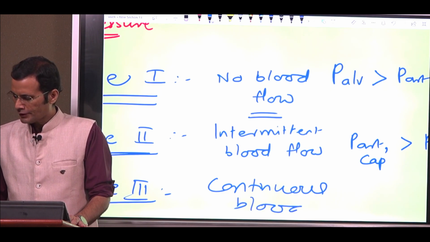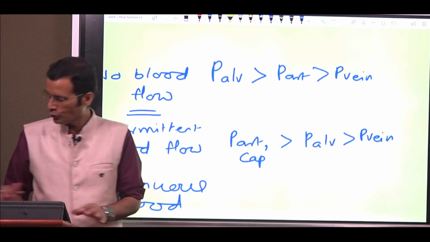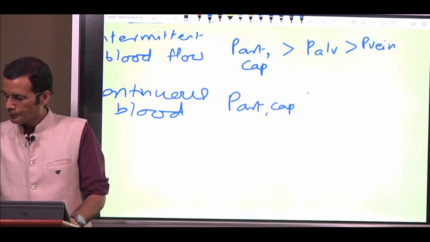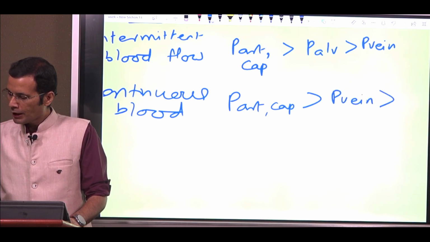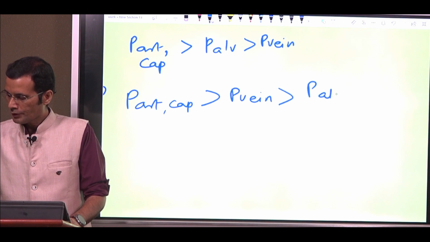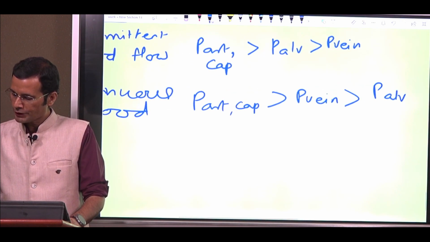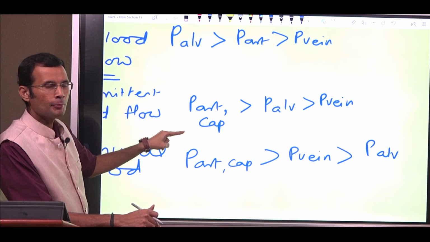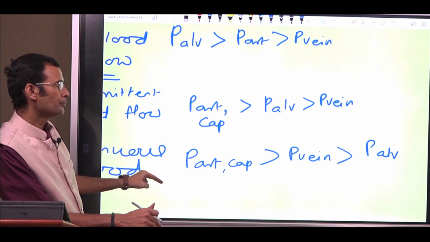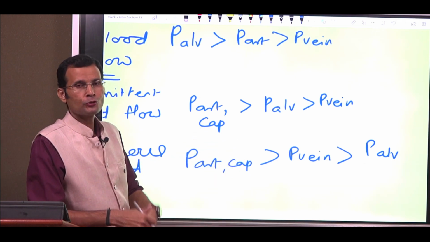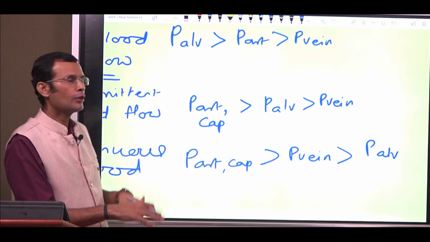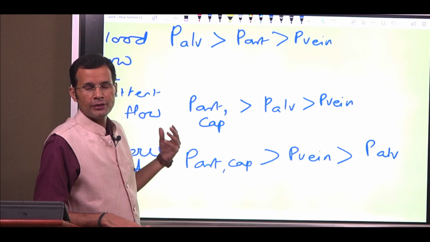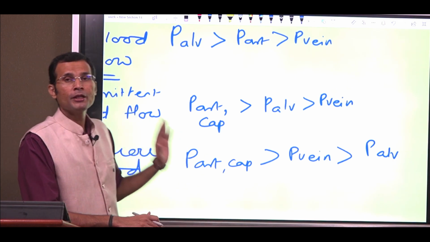Continuous blood flow means during systole, during diastole, all the time there will be blood flow. Why? Because the pressure in the vessels is so high that even the pulmonary venous pressure is greater than the surrounding alveolar pressure. So: no blood flow, intermittent blood flow, continuous blood flow. Pressure in the vein is also higher than the alveolar pressure, so alveoli will not compress the vessels at any point of time, whether it's systole or diastole, and therefore it will be a continuous blood flow.